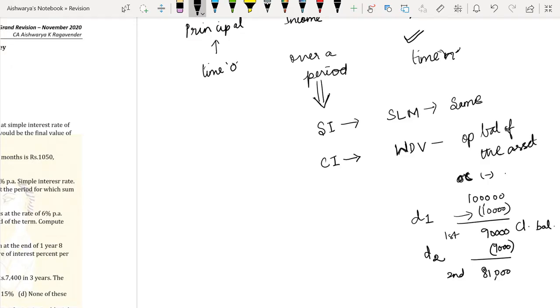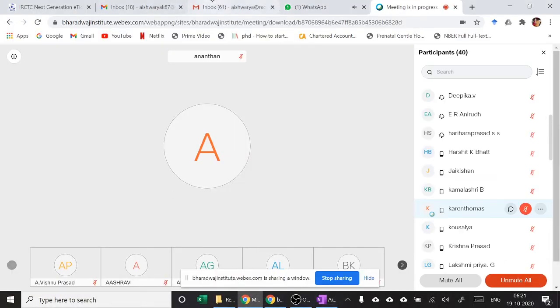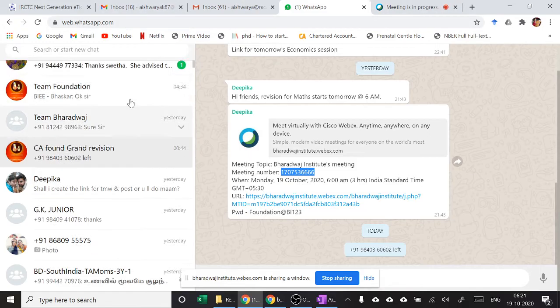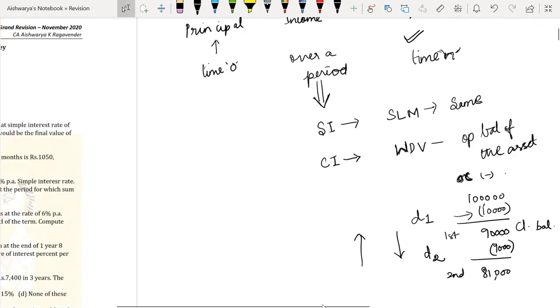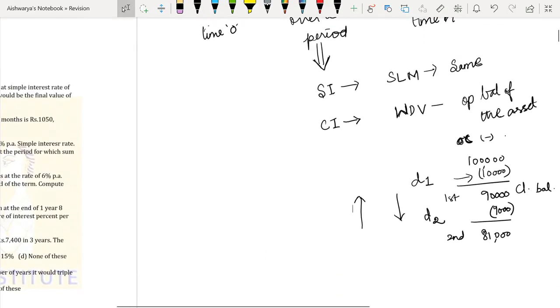Alright. Same thing with compound interest. The only difference is that here it keeps on reducing, while in compound interest the amount goes on increasing because you are adding interest to it. Okay. Sorry. So you are adding interest to it every year. So the compound interest method is calculated on the opening balance available for computation of interest. Okay. The only difference is it will go on increasing.